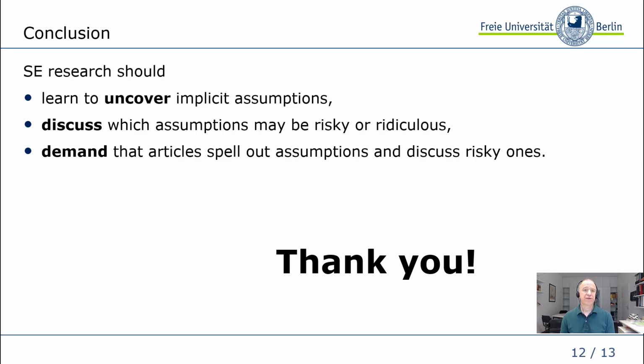The conclusion is, I think, that software engineering research should start learning how we can detect such hidden assumptions in the articles we read and the ones we write. As a community, we need to discuss which assumptions or kinds of assumptions we would like to consider risky or like to consider ridiculous. And we should start to demand that articles make all their assumptions explicit and reject articles that do not. And also demand that the articles discuss the risky assumptions, what speaks for them and what against. Thank you.